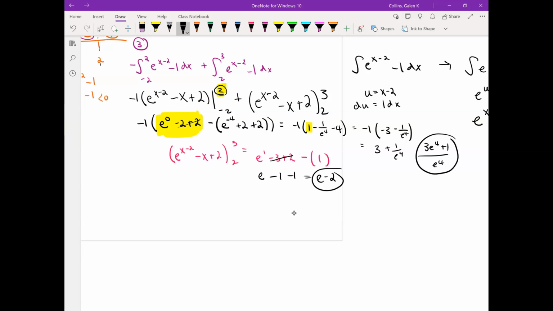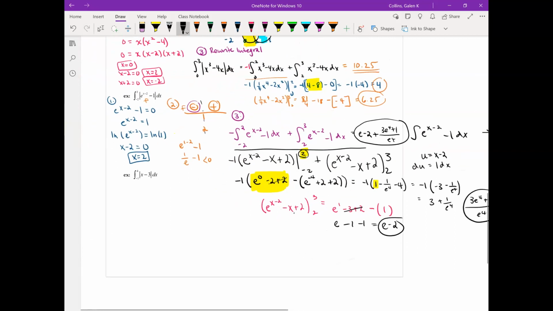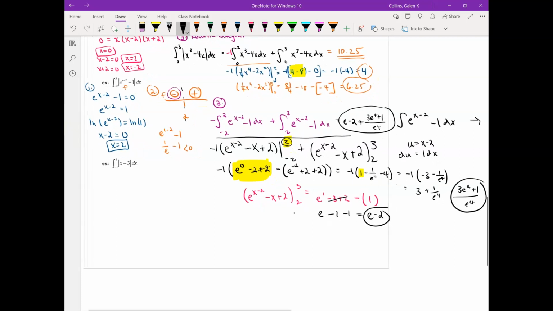All right, so the value of this is going to be e minus 2 plus, I'm writing it in opposite order, 3 e to the 4th plus 1, all of that over e to the 4th. All right, I'm going to stop there. If we wanted to get common denominators, we could. So what I want you to do is pause the video, plug that into your calculator, and see if we got the right answer.